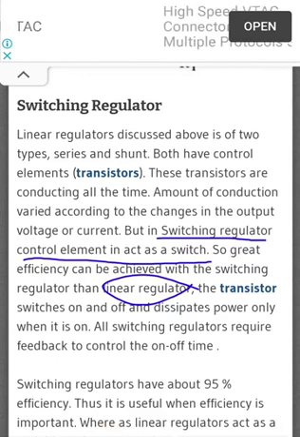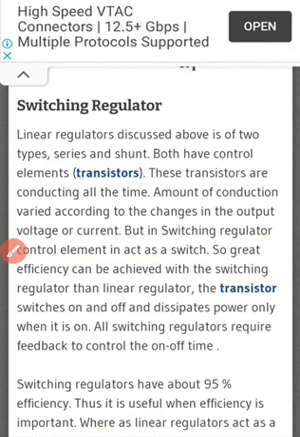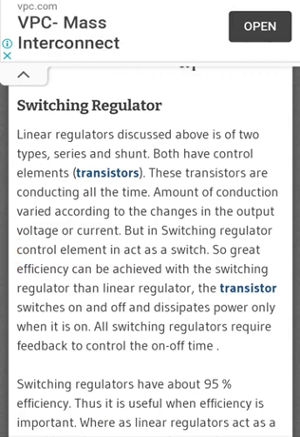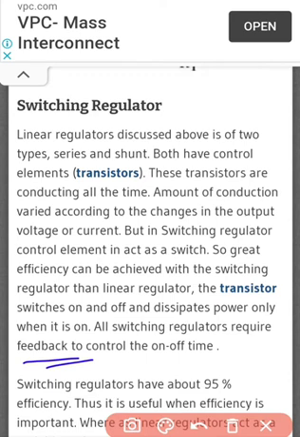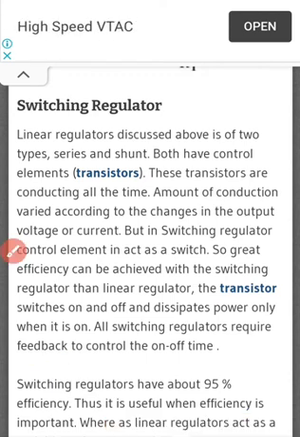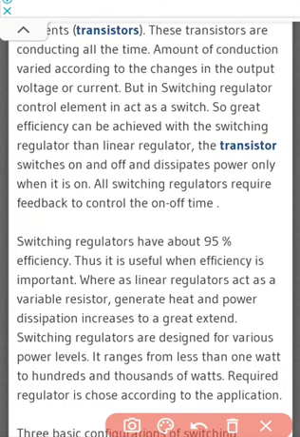All switching regulators require feedback to control the on and off time. Obviously there is a feedback mechanism we have to control during the on and off time, but the most important thing is that it has a greater efficiency. As you can see here, it has 95% efficiency. It is very helpful in most circumstances.